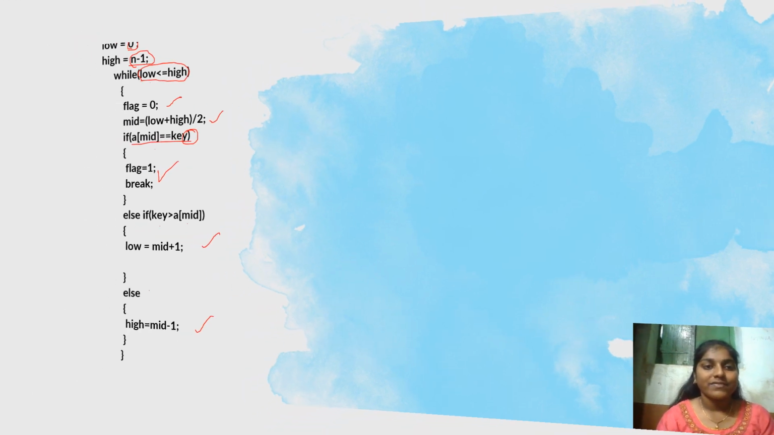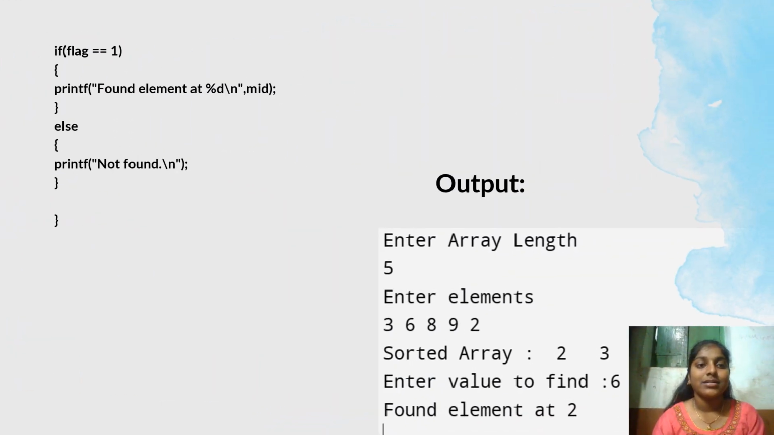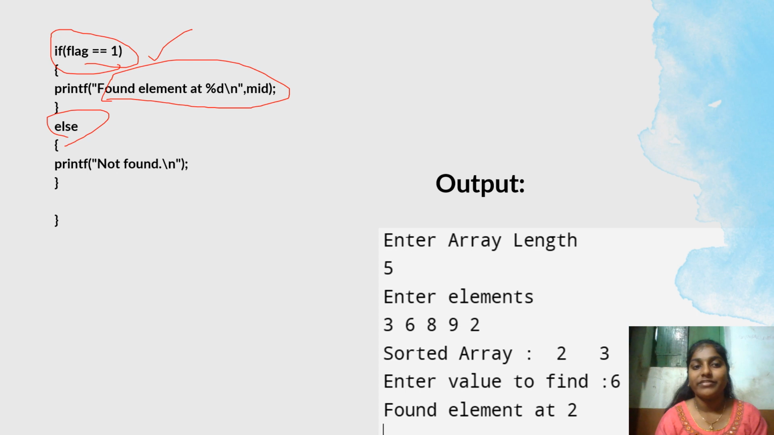After that, if flag is 1, which happens when the middle element is equal to the required search element, then we display that the element is found. Else, if flag is 0 and we do not find it, then we simply display not found.